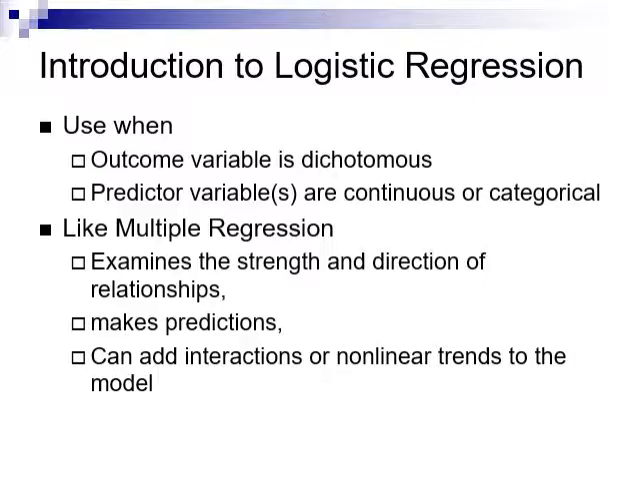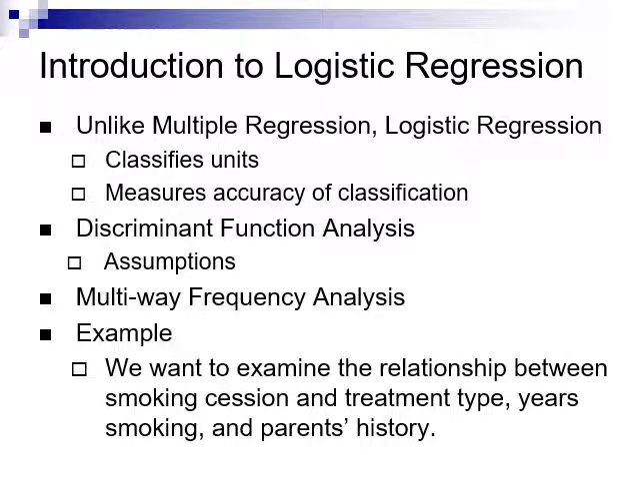It makes predictions, and again, we can go as complex as we want, just like multiple regression, and it's the same technique. We can create interaction terms, we can create nonlinear terms, we can use dummy codes, and we can also create models that include various predictors or do not include multiple predictors. Unlike multiple regression, the purpose of logistic regression is not to look for a linear relationship, but to classify units and then measure the accuracy of that classification. How much can you trust this particular model with these particular predictors to tell you whether someone should or should not be in a particular group or category?